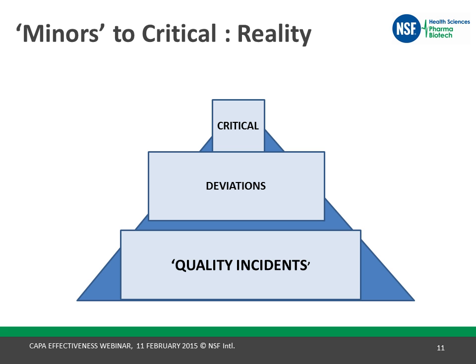Now, this triaging process, this risk ranking, is really key. We're going to come back to it later. But companies do get criticized by regulatory agencies when they implement this sort of triaging or risk ranking process and those quality incidents are not investigated, they're just considered too minor. And that criticism is justified, because in order to drive continuous improvement, you've got to really focus on the minor incidents to drive down the major incidents to therefore drive down the critical incidents.